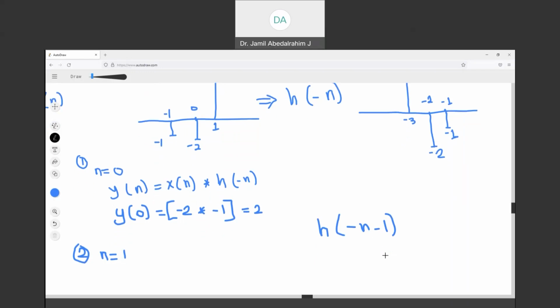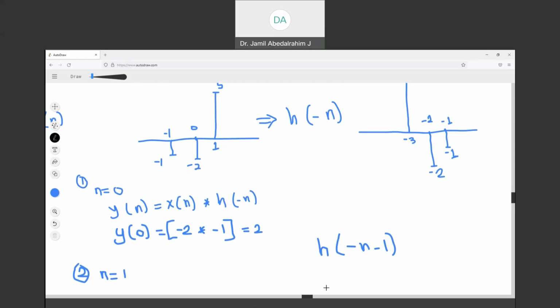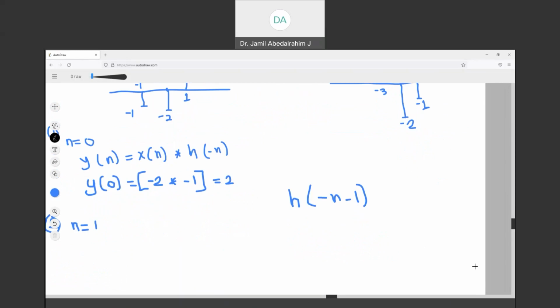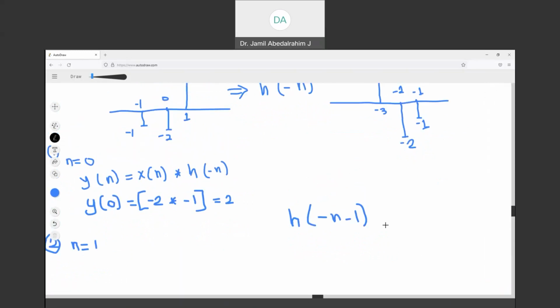Okay, so as we learned before, each signal or each pulse will move to the right side by 1. So negative 3 will become at negative 2, negative 2 will become at negative 1, and negative 1 will become at 0. Okay, that's the shifting to the right side. Let's draw the graph for h of negative n minus 1.